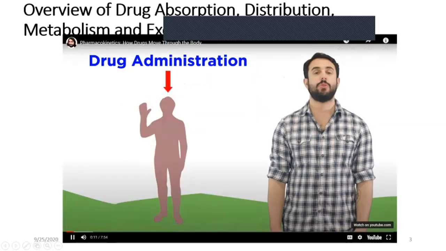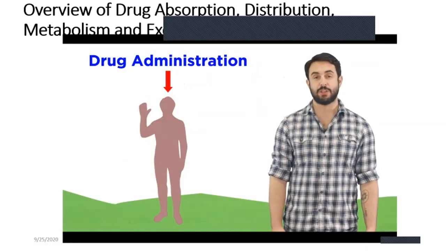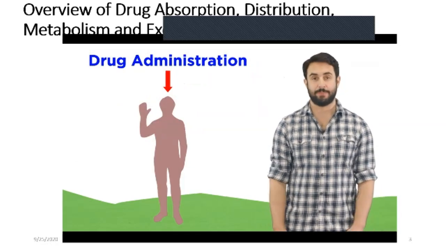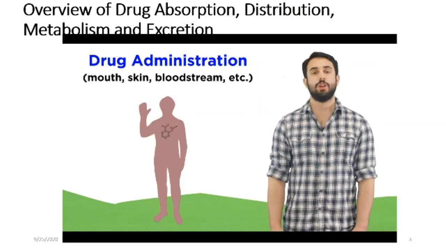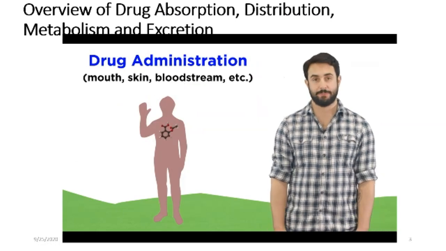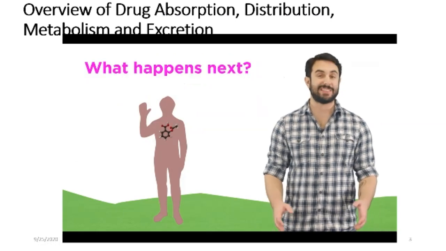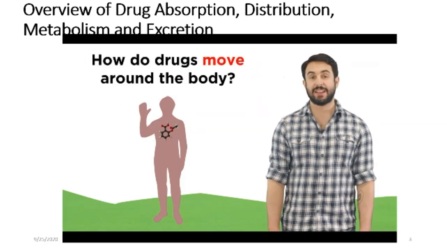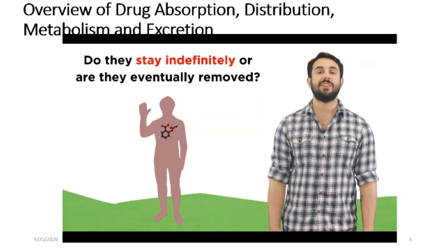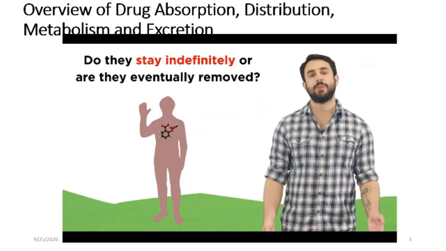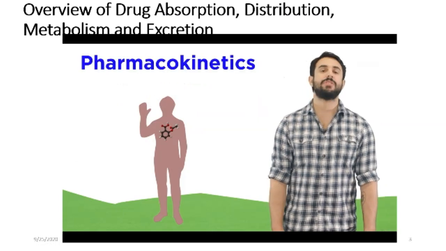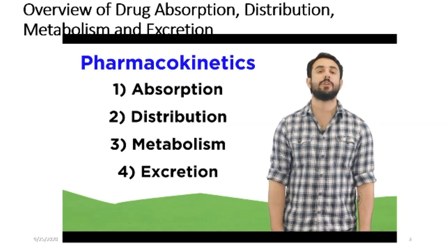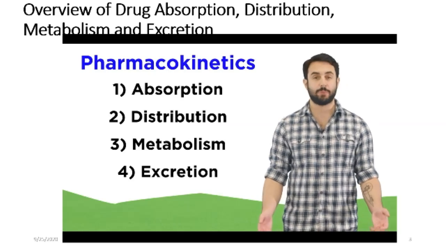In the previous tutorial, we learned about all of the different ways that drugs can be administered, or basically the ways that drugs can enter the body, whether in the mouth, through the skin, directly into the bloodstream, or otherwise. Now we want to talk about what happens next. Once drugs are inside your body, how do they move around and get to where they need to go? Do they stay in the body indefinitely, or are they eventually removed from the body somehow? The study of pharmacokinetics deals with precisely these issues, and in learning about this, we can highlight four main processes.